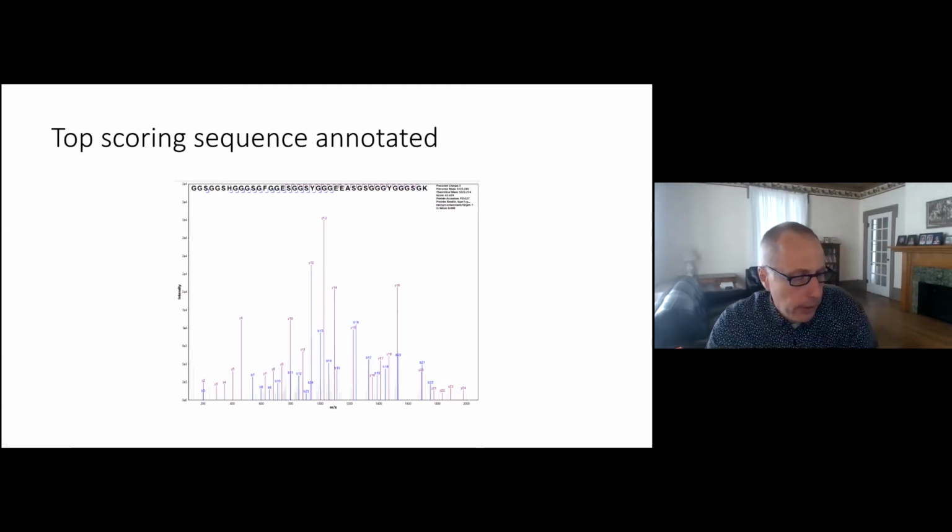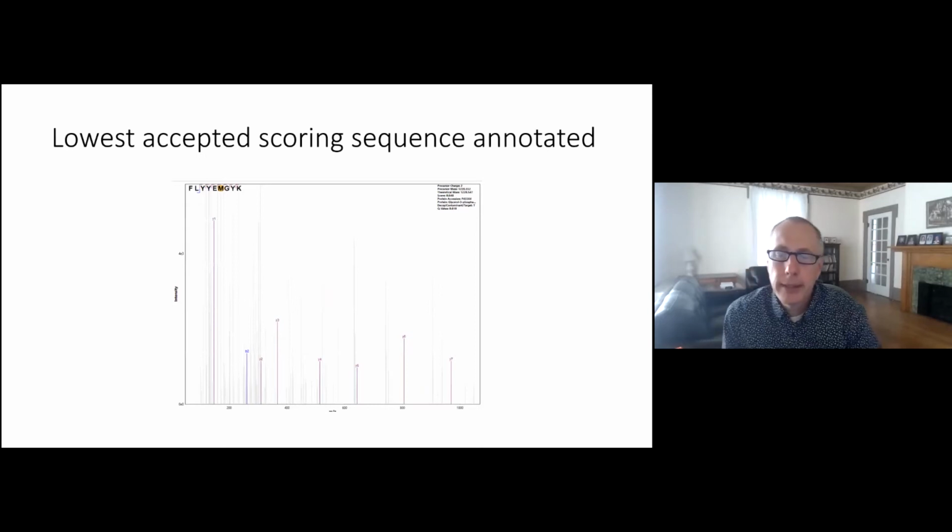So you can see even with the very best match in that entire experiment that we don't have complete end-to-end sequence coverage. Particularly on the B side, there's missing things. And so even with this one, there might possibly be some question as to whether we got it right or not. This is an example of the lowest scoring example from this particular file.